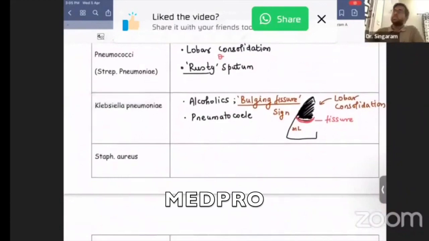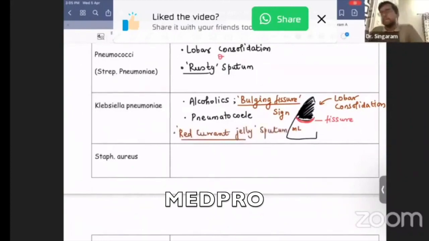Don't forget this. One more important point about this particular Klebsiella pneumonia is that the sputum is of a different color. What is that color? It's called red currant jelly sputum. Please make a note of this.